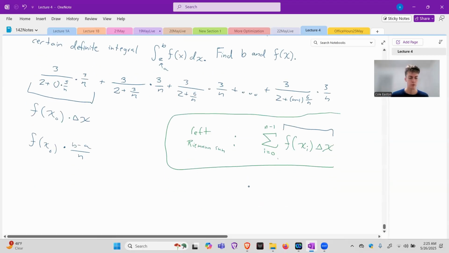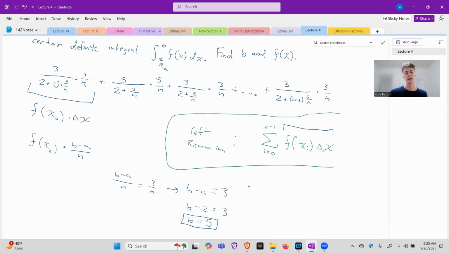Let's just work with that a little bit off to the side. So b minus a over n. If that equals 3 over n, then we're saying that b minus a equals 3. And we know what a is, right? Because a is the lower bound of the integral, which is 2. So we have b minus 2 equals 3. And so that already gives us that b equals 5. So we've already solved one part of the problem, right? Our b minus a over n is 3 over n.